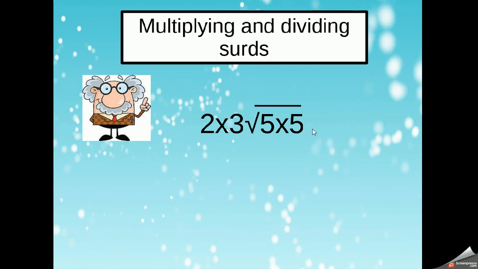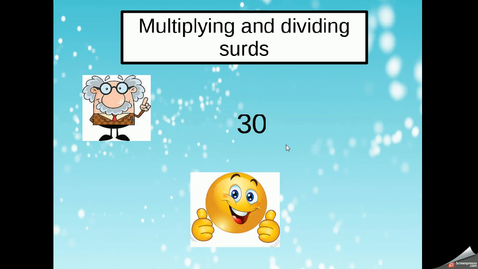So we put the 5s underneath the same root sign, so we've got 2 times 3 times the root of 5 times 5, which gives us 2 times 3 is 6, and 5 times 5 is 25, so 6 times the root of 25. And then we know the root of 25 is 5, so it's going to be 6 times 5, so our answer is 30. 2 times the root of 5 times 3 times the root of 5 is 30.